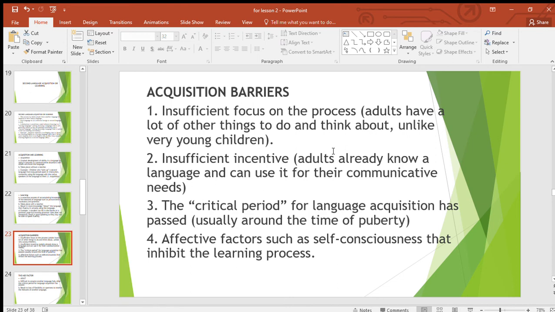Next, acquisition barriers. There are different things that can hamper or block you in learning or acquiring language. So we have insufficient focus on the process. Adults have other things to do and think about, unlike very young children. Of course, when you are busy with something, how can you focus on learning it, or how can you have time to acquire and learn that something?